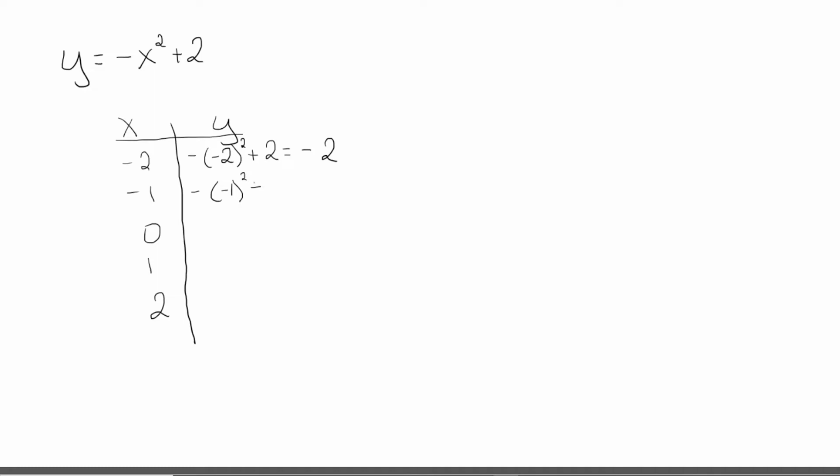For -1 squared plus 2, we would have -1 plus 2, or 1. Next up, 0 squared plus 2 is 2. 1 squared plus 2 would be -1 plus 2, or 1. And 2 squared plus 2 would be -4 plus 2, or -2.